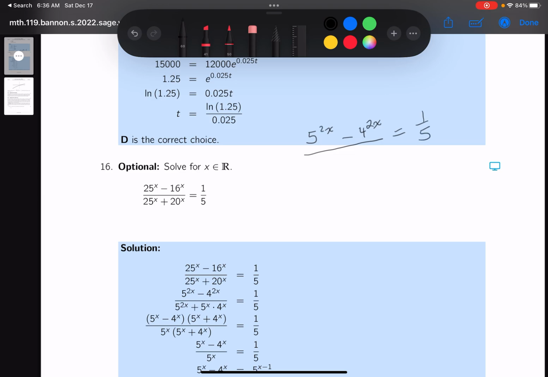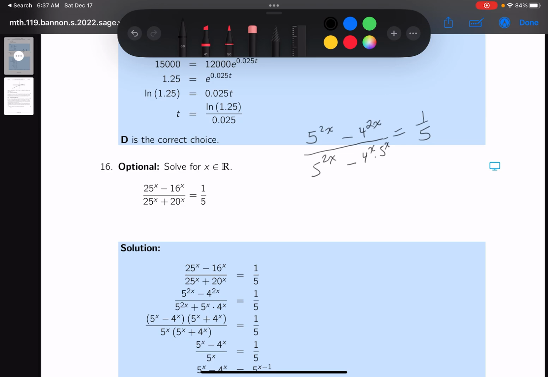On the bottom, I'm seeing 5 to the 2x. Now that 20 looks a little strange over there, but anyway, let's write it down. I'm going to say it's really 4 times 5. So I'm going to say 4 to the x times 5 to the x. All right? And kind of looking at it, I got everything in terms of 5s and 4s at this point, at least. And I'm going to try to factor it.